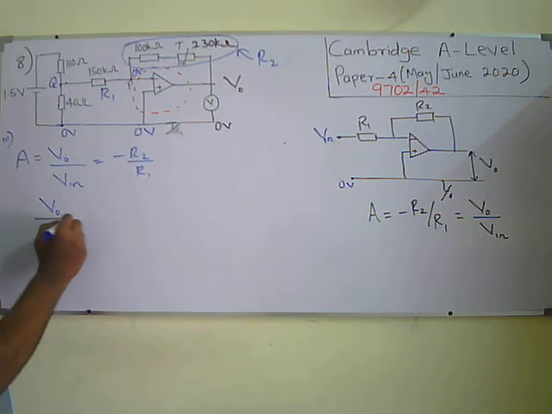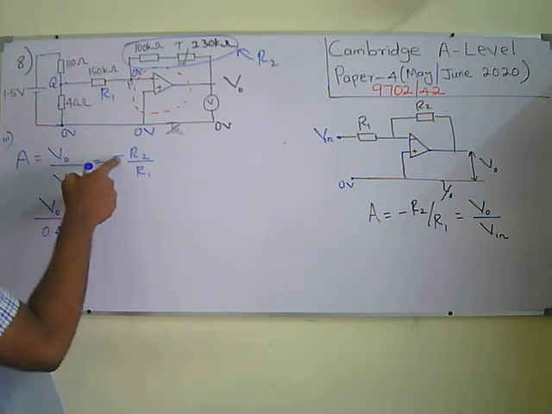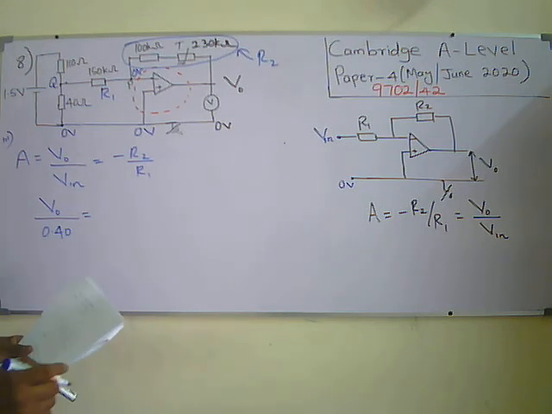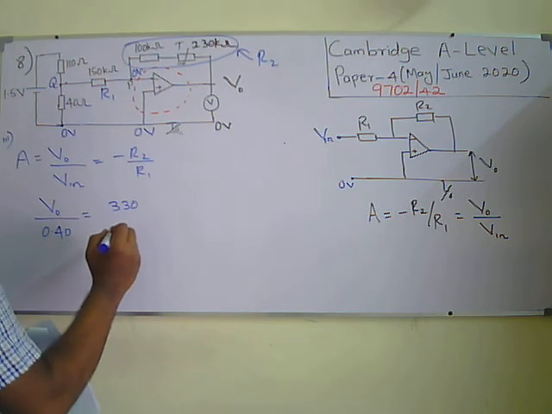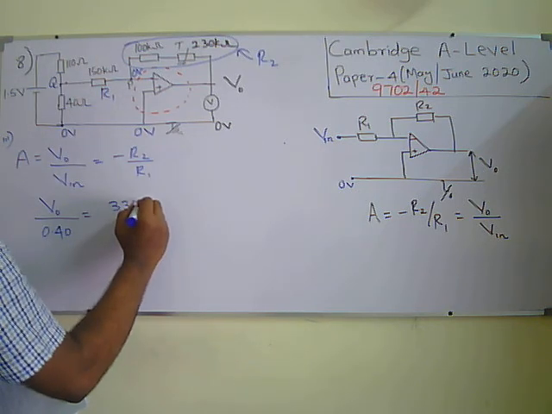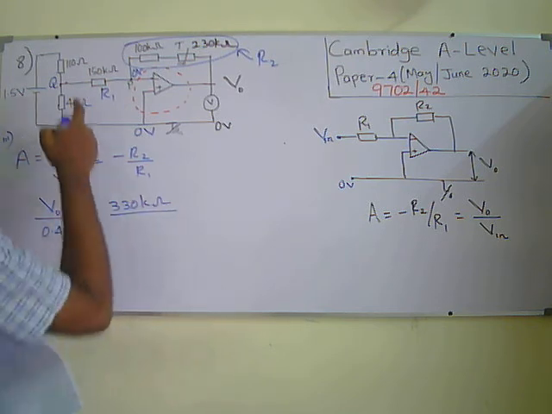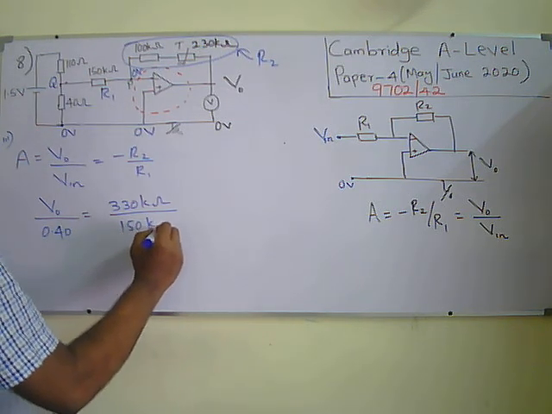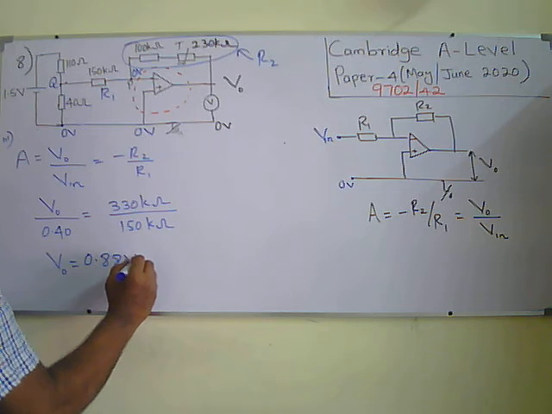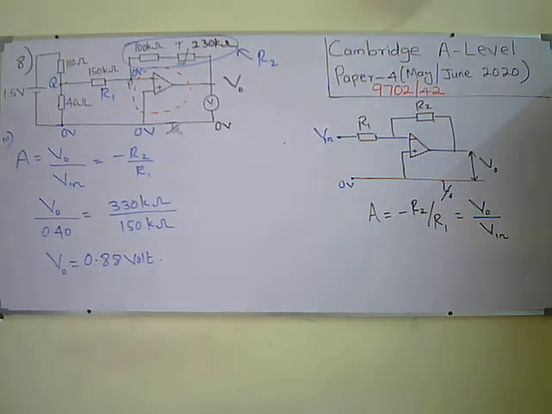So V out over V in, where V in is 0.40, which we already calculated. R2 is the two resistors: 230 plus 100, 330 kilo ohms. I can keep it in kilo ohms because R1 is also in kilo, over R1, 150 kilo ohms. Solve it, and you will get the V out. That will be 0.88 volt. That's the voltmeter reading.